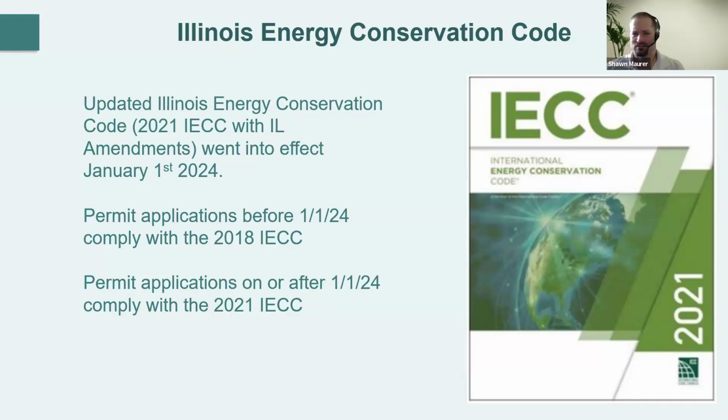The Illinois Energy Conservation Code was updated on January 1st, 2024 to the 2021 IECC with some Illinois amendments. So if your permit application was before January 1st, 2024, you'll still be complying with the 2018 IECC. But for permit applications on or after January 1st of 2024, compliance would be through the 2021 IECC with those Illinois amendments.